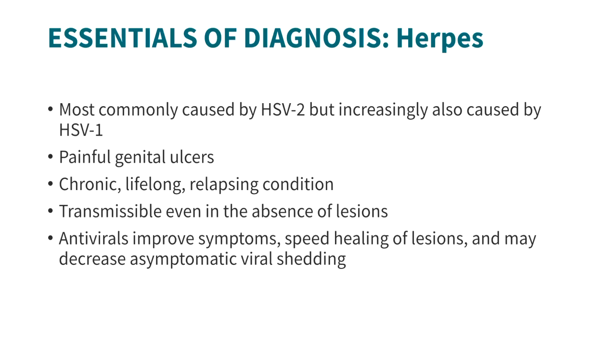Herpes simplex is another sexually transmitted disease caused by a virus, mostly herpes simplex virus type 2, but we're also seeing herpes simplex virus type 1. It is painful. It is characterized by ulcers. It is chronic and can also relapse. It's transmissible even in the absence of lesions. Some antivirals can improve symptoms and speed the healing of the lesions.